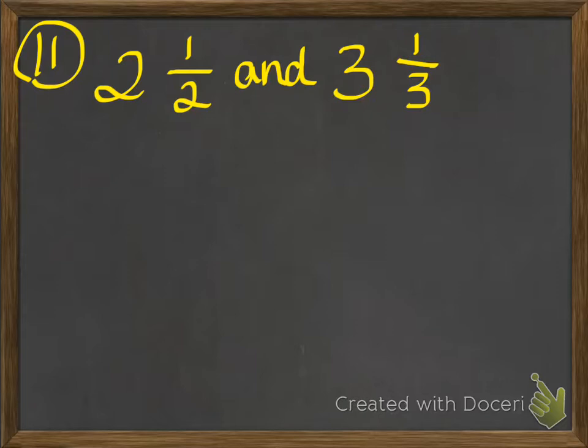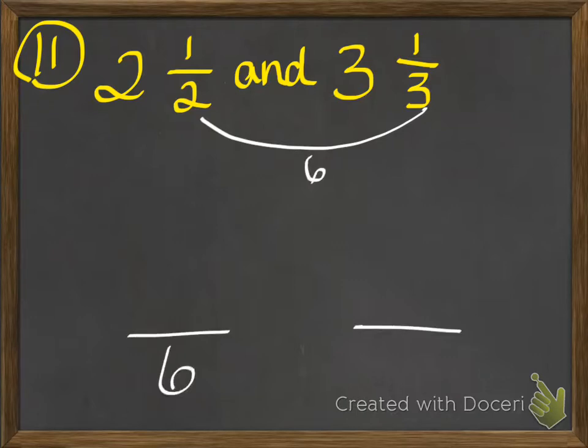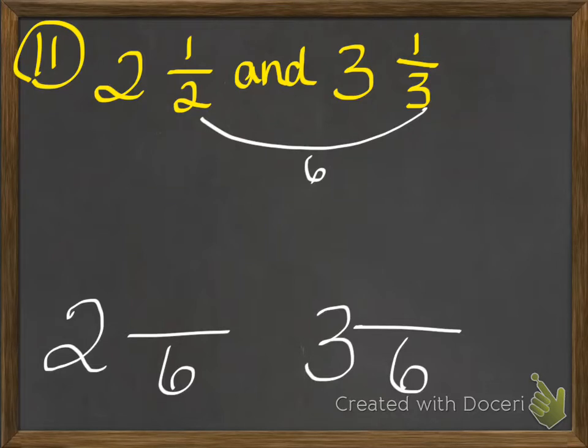Okay, so for this one, I'm still going to do the same thing. I'm going to find a common denominator. So I'm going to multiply the 2 times the 3 to get 6. So our new common denominator is going to be 6. Our whole numbers are going to stay the same. They're not going to change. And then I'm just multiplying the numerator and the denominator by the same number.